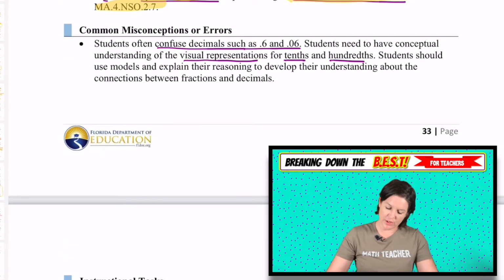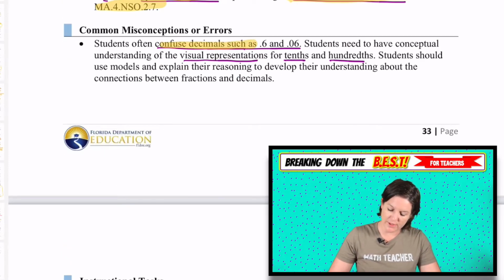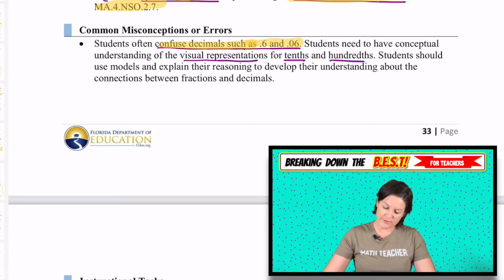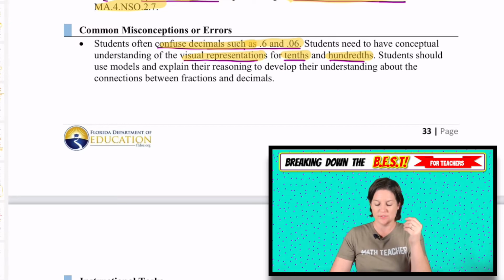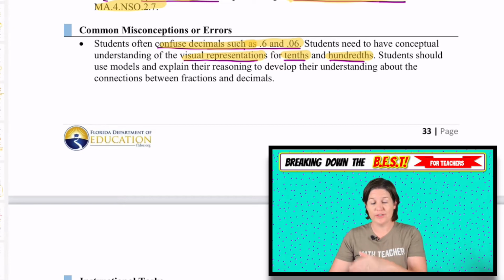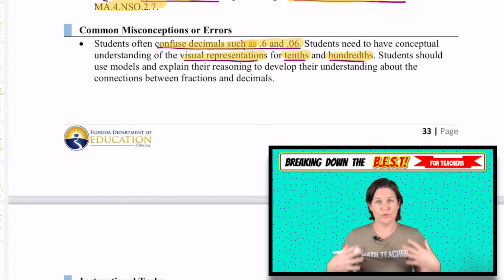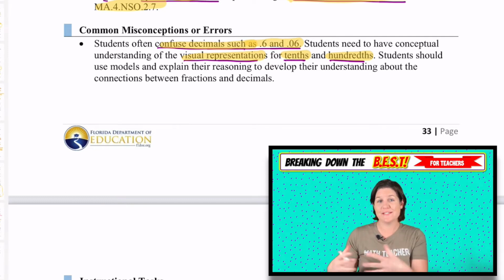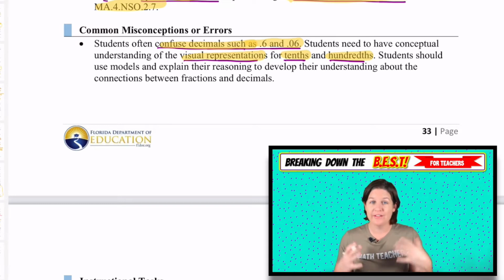Okay, this one says that students often confuse decimals such as 6/10ths and 6/100ths. Students need to have a conceptual understanding of the visual representations for tenths and hundredths. I think it's because a lot of times students, for so long, hundreds have been greater than tens, and now it's switched because a tenth is greater than a hundredth. So it's really about those visuals to help them see what a hundredth looks like, 100 itty bitty pieces compared to a 1/10 is much smaller.